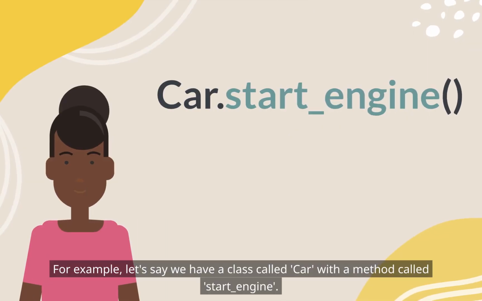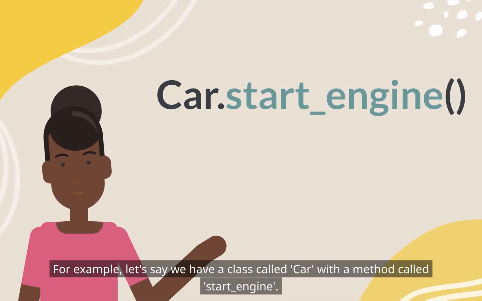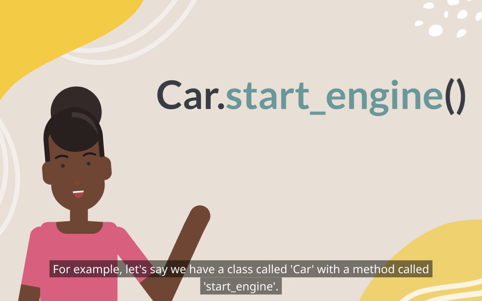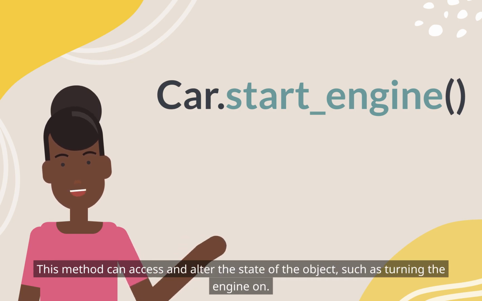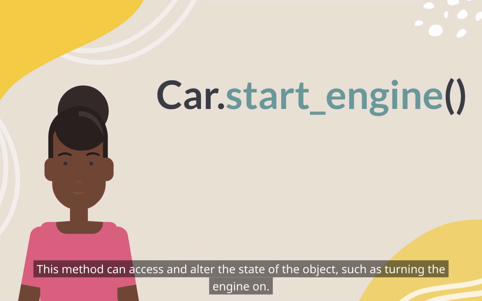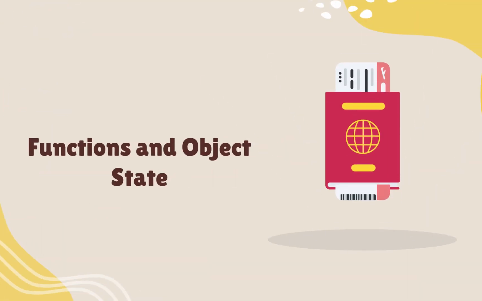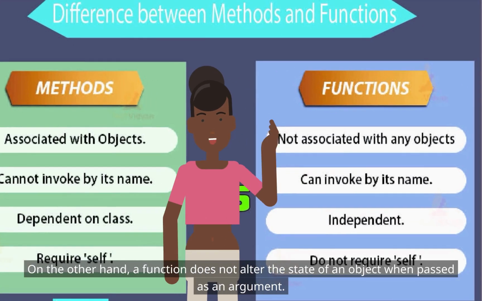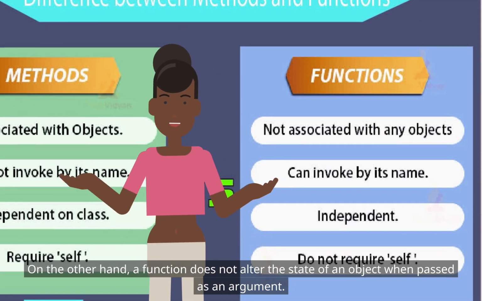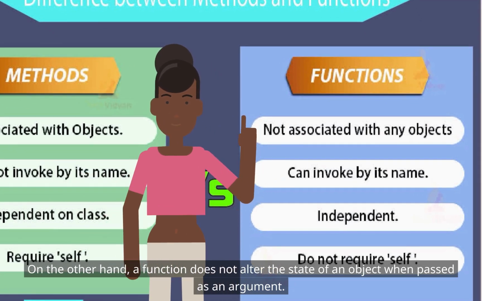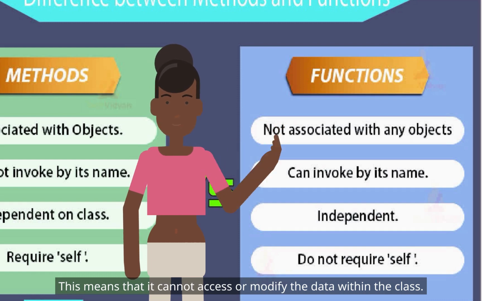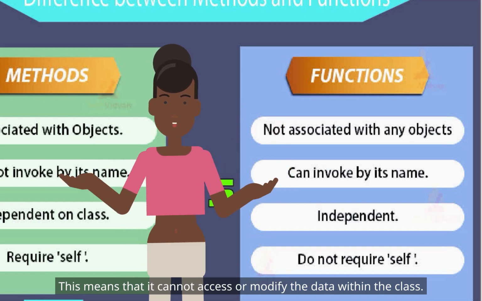For example, let's say we have a class called car with a method called start_engine. This method can access and alter the state of the object, such as turning the engine on. On the other hand, a function does not alter the state of an object when passed as an argument. This means that it cannot access or modify the data within the class.